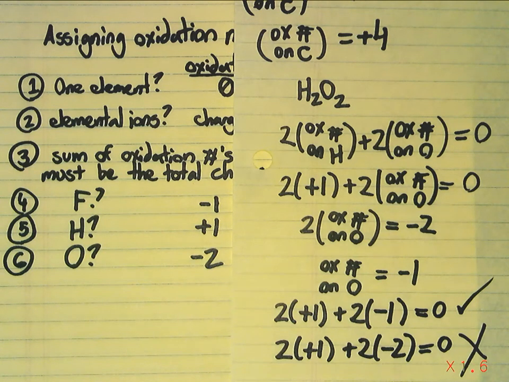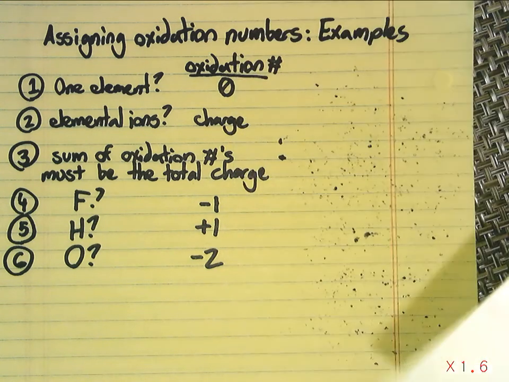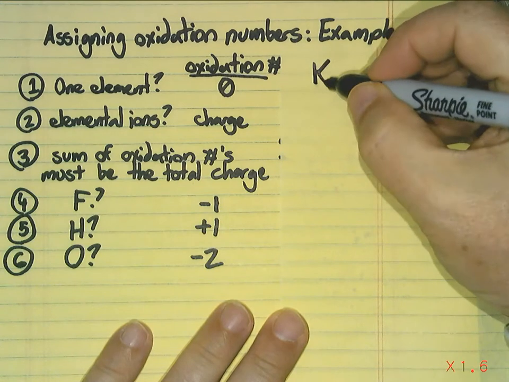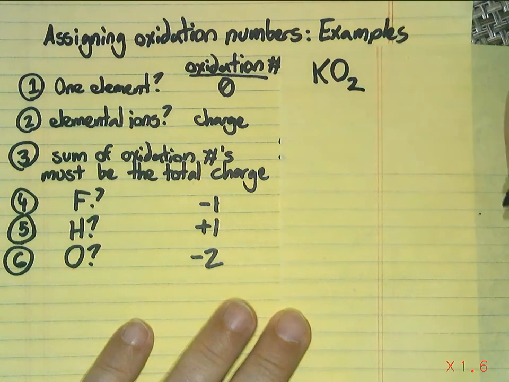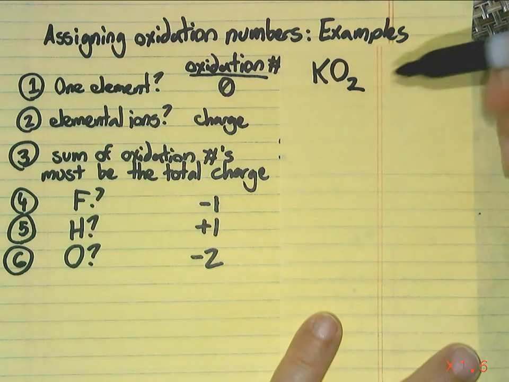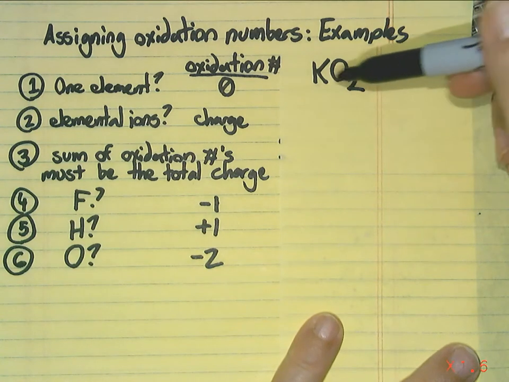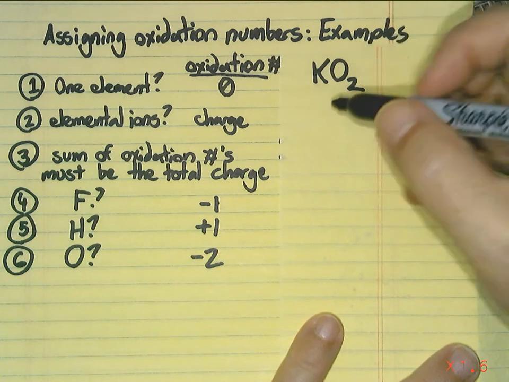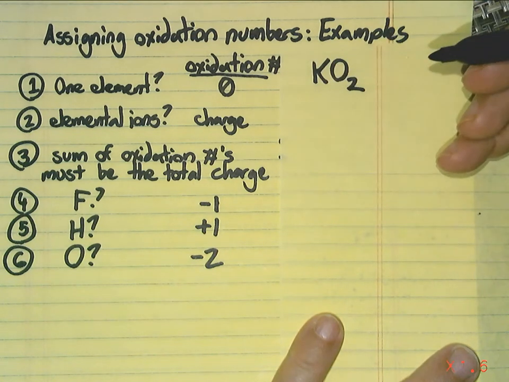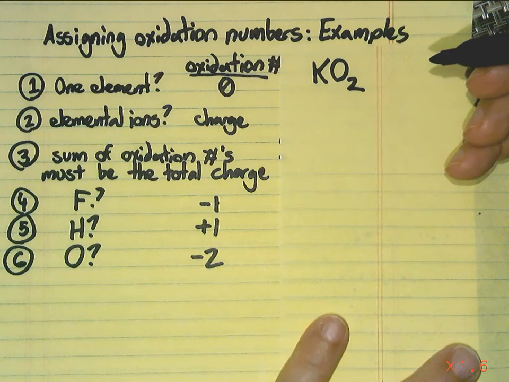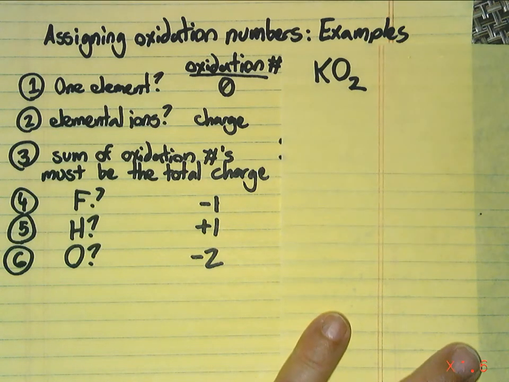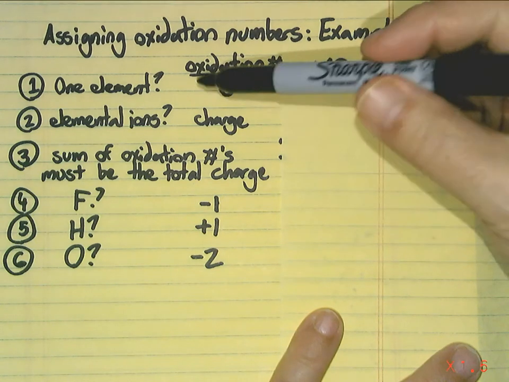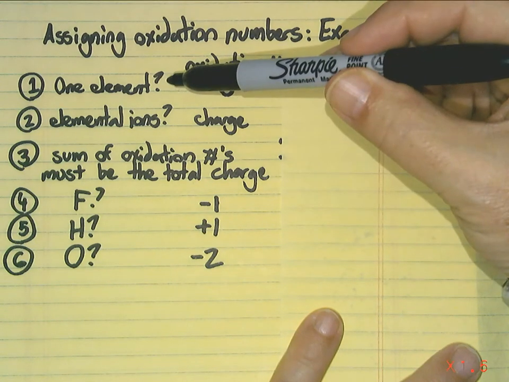Let's do another one. This is potassium superoxide. Now, this will be an ionic compound. I've got potassium in there, and that's a metal. So I have a metal and a nonmetal, so it'll be an ionic compound. But it's not going to work quite the way I would expect it to. If I do the rules in order, though, I'm going to be okay, and I'm going to get the right answer. Let's do them all in order.